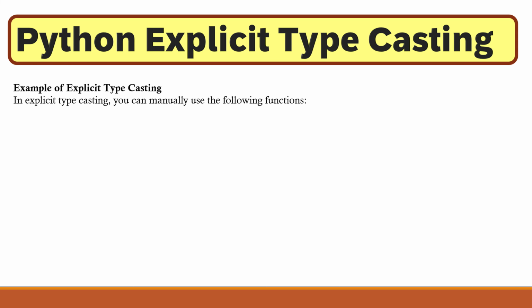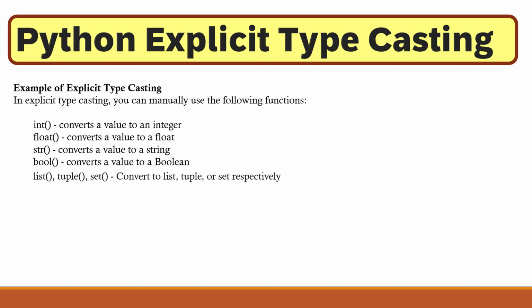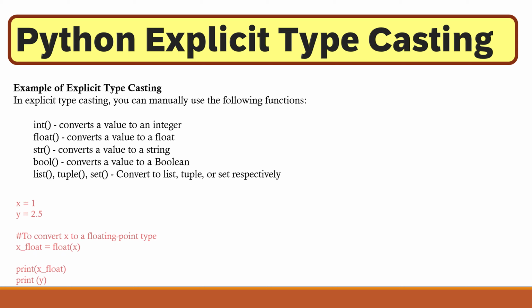In explicit typecasting, you can manually use the following functions: int converts a value to an integer, float converts a value to a float, str converts a value to a string, bool converts a value to a boolean, and then there's list, tuple, and set, which convert a value to a list, tuple, or a set respectively.